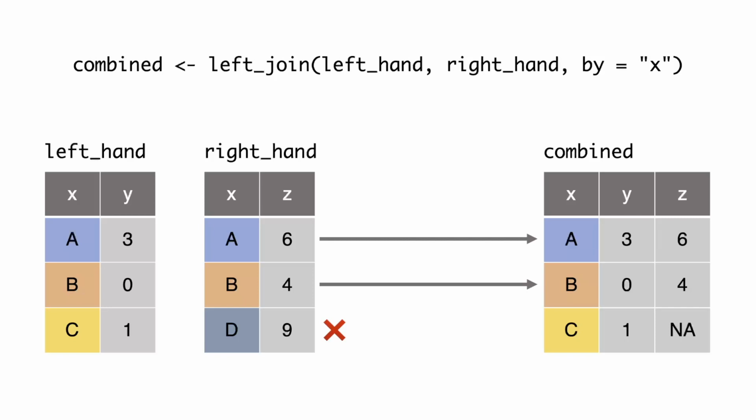In that case, the value of the z column in the combined data set will be NA to mark a missing value. You might also have noticed that the final row in the right hand data set is not present in the combined object at all, because the combined object only contains values from right hand that match values from left hand. That is why the joining function is called left join, because it keeps all the values from the left hand object.